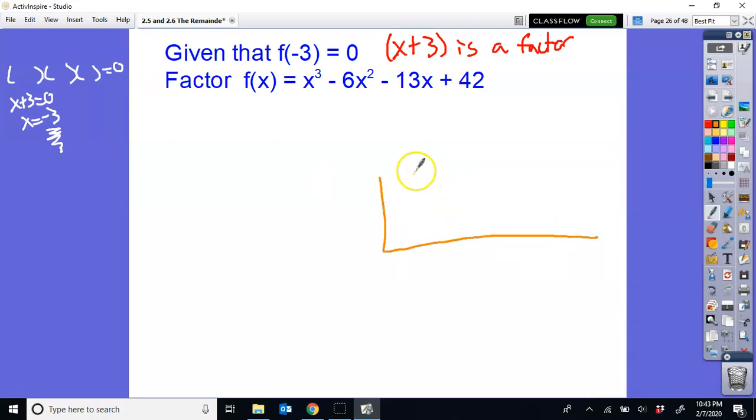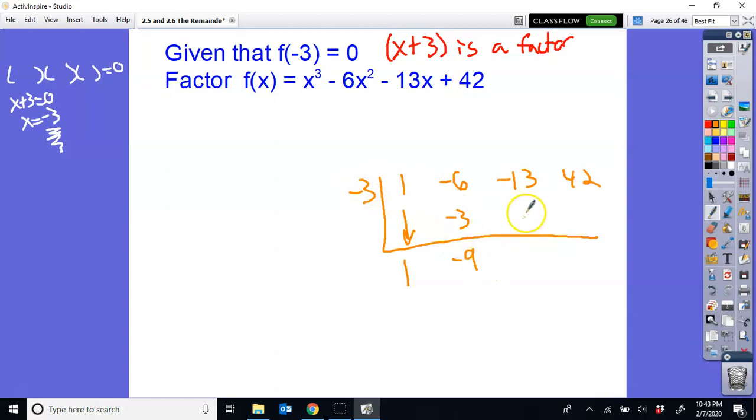Since I know that x plus 3 is a factor, I'm going to divide using synthetic division, because that's the easiest one. And I can because it's x plus a number. But I'm going to put negative 3 on the outside. Notice on the inside I put my coefficients from this. Notice there's none missing. We bring down the 1 and we multiply and add. What is negative 3 times 1? Negative 3.